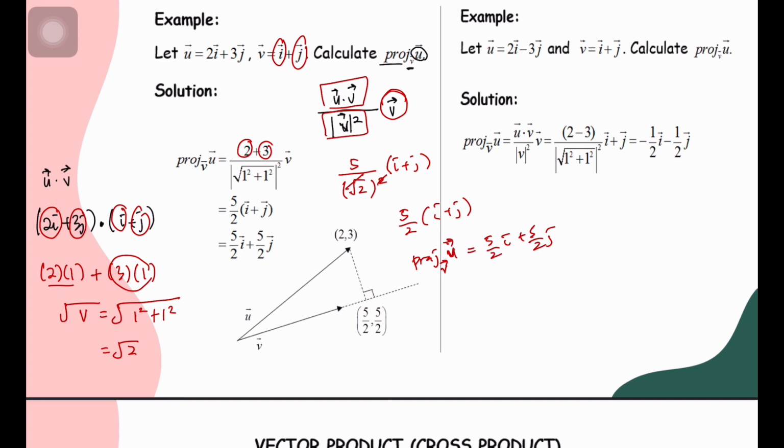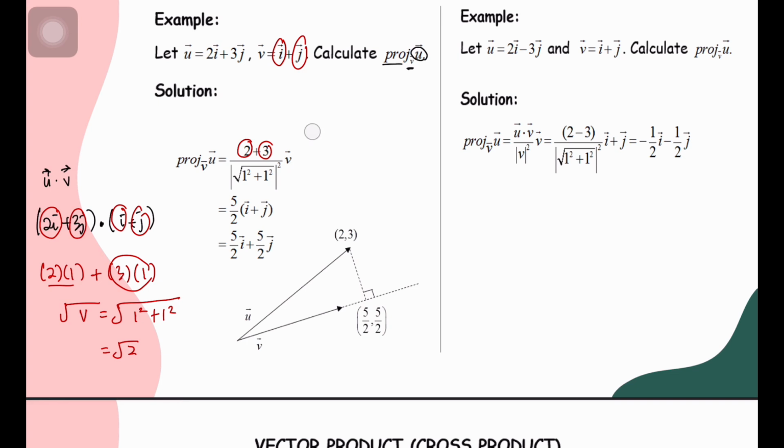Okay, so let's say one more example here. Let vector u equal to 2i minus 3j and vector v equal to i plus j. Calculate the projection of vector u on vector v. So the formula to calculate the projection of vector u on vector v will be the dot product of u and v divided by the magnitude of v to the power of 2 times the vector v.